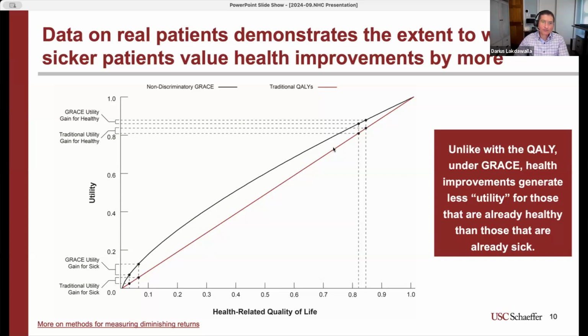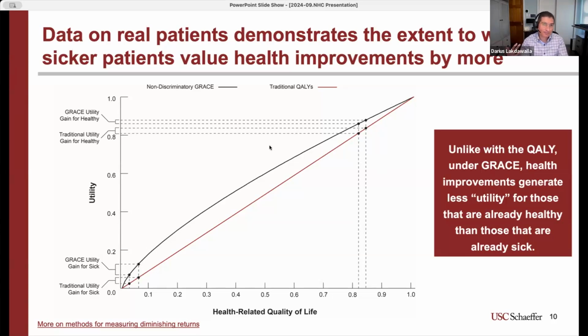The red line gives us how traditional QALYs think about health, which is on the x-axis, and utility, or well-being, which is a shorthand term for well-being in economics. The linearity of the red line means that a given change in health produces the same amount of utility no matter how badly or well off you are in terms of your health. In contrast, the curvature of the black line tells us that if I increase health down here where I don't have a lot of it, I actually get more utility than if I increase health up here where the curve is flatter. Okay, this is because of the slope of the curve.